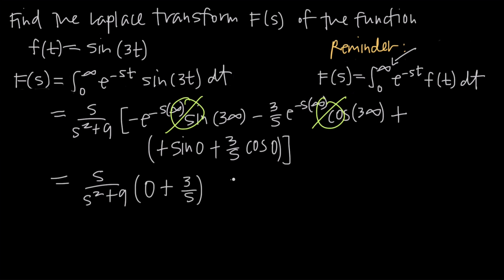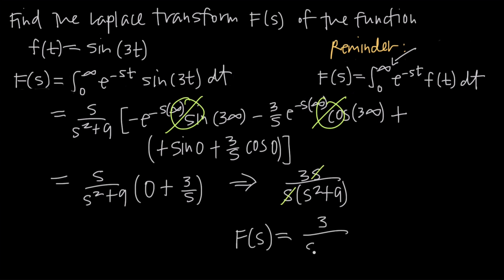So of course the 0 we don't have to worry about, and then the result we get here is 3s divided by s times s squared plus 9. We're going to be able to cancel the s from the numerator and the denominator, so then we can say that the Laplace transform F of s is going to be 3 divided by s squared plus 9. So the Laplace transform of the function f of t equals sine of 3t is capital F of s equals 3 divided by s squared plus 9, which we found using the definition of the Laplace transform.